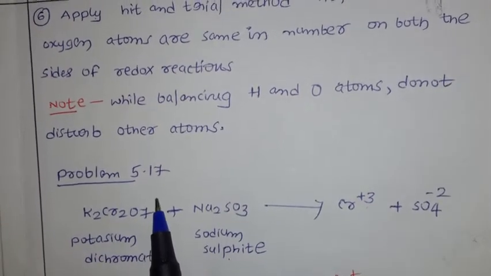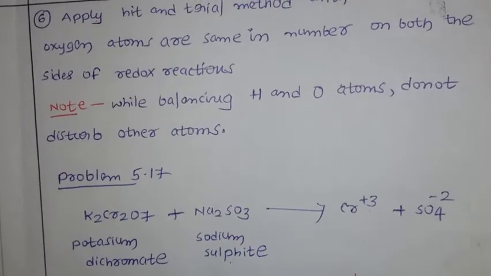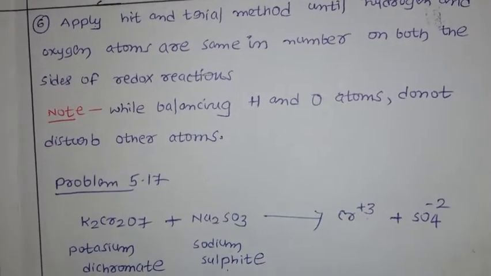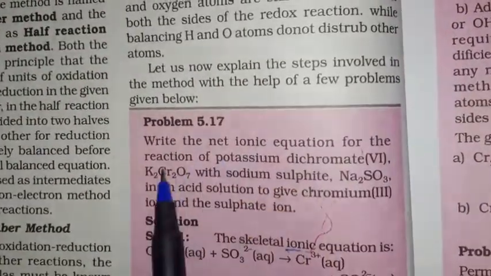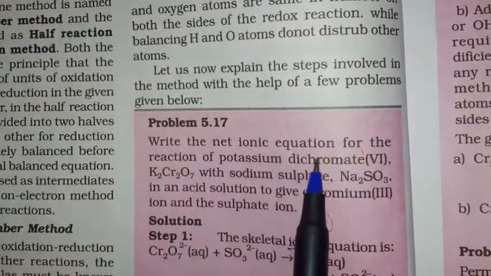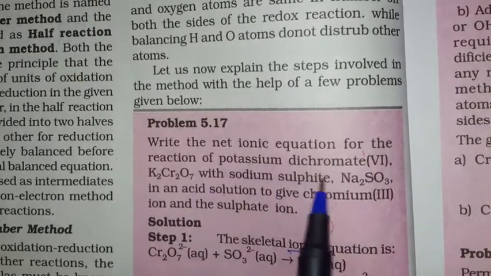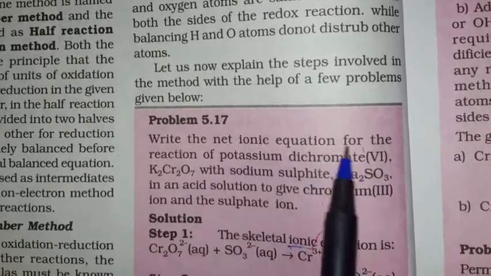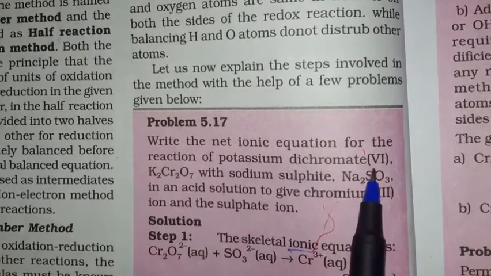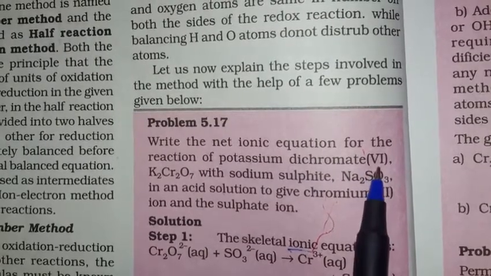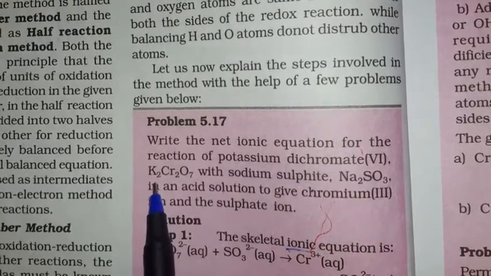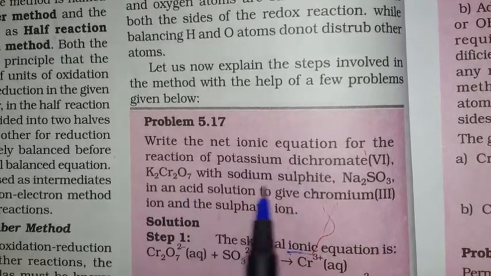Now the numerical problem is problem number 5.17. I will read the problem. What is given there? Write the net ionic equation for the reaction of potassium dichromate. Here you come to know the oxidation number of chromium is +6. The formula is already given, K2Cr2O7, with sodium sulfite.